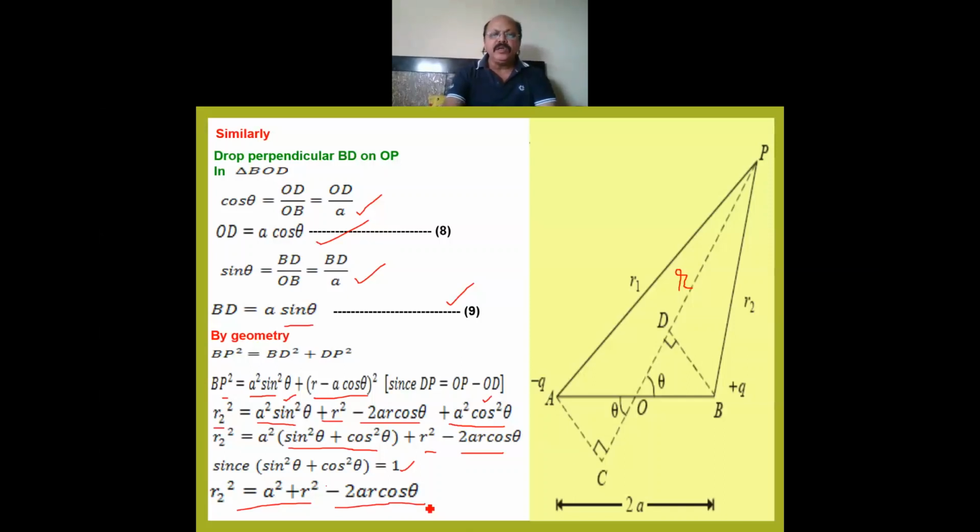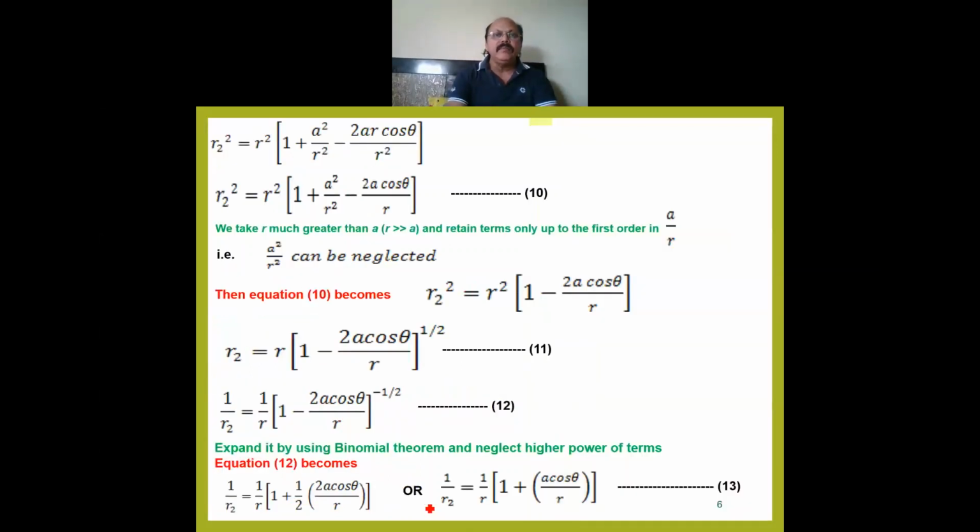Similarly, from here also you take r square common. So when you take r square common, then what you will get? R2 square equal to r square within bracket 1 plus A square upon r square minus 2Ar cos theta upon r square. This r and 1 r get cancelled. So you will get R2 square equal to r square within bracket 1 plus A square upon r square minus 2A cos theta upon r. Mark this equation number 10.